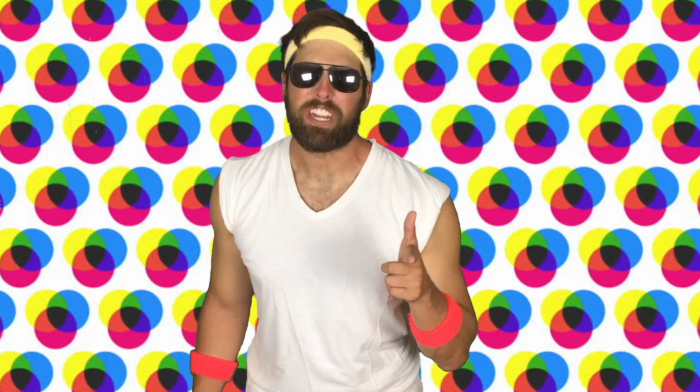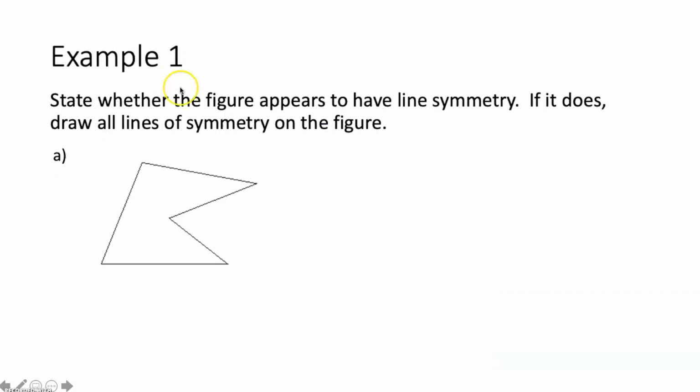You better believe we're doing examples now. Example 1 is to state whether the figure appears to have line symmetry. If it does, draw all lines of symmetry on the figure. So, this is asking you, is there a line of reflection that you can draw where you can get the figure to map onto itself with a reflection? An easier way of looking at it is, is there a line that you can draw where the figure would be the same on both sides of the line?